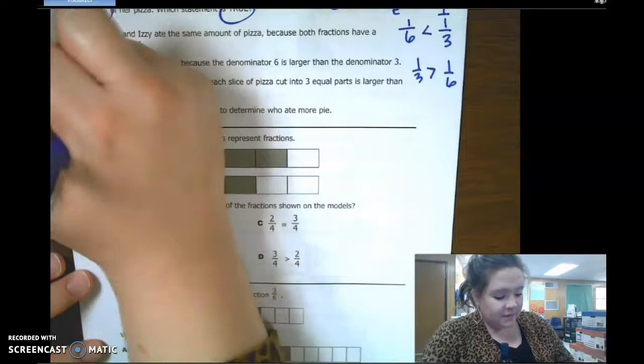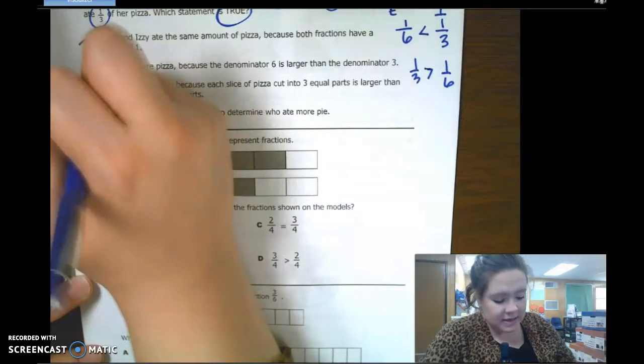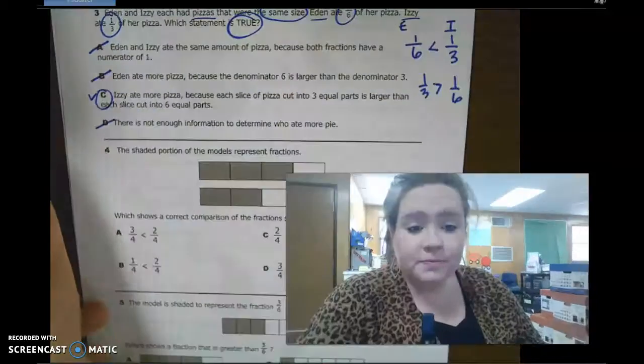Yes. There is not enough information to determine who ate more pie. Yes, there is. Letter C is the correct answer.